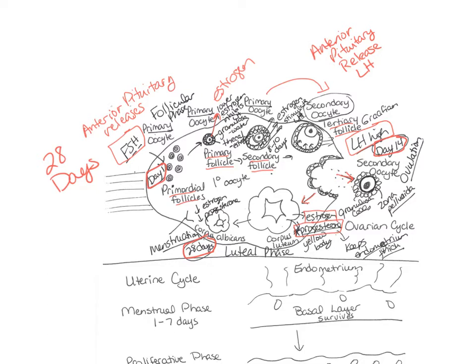The corpus luteum begins to form on day 15, the day after ovulation occurs. The corpus luteum will stay intact until around day 26, and if the secondary oocyte is not fertilized, then the corpus luteum will degenerate into the corpus albicans around day 26. On day 28, the ovarian cycle ends, and the very next day will be day 1 when a new ovarian cycle will begin. Now you know where estrogen and progesterone comes from, and now we're going to talk about how estrogen and progesterone controls the uterine cycle.